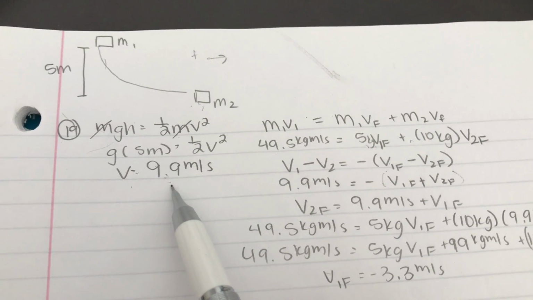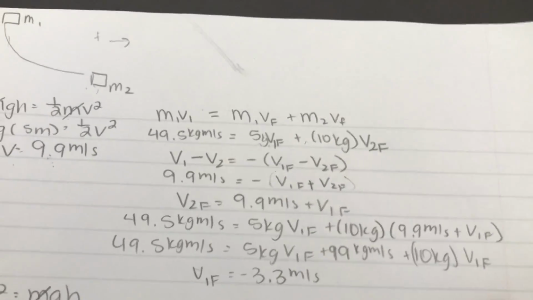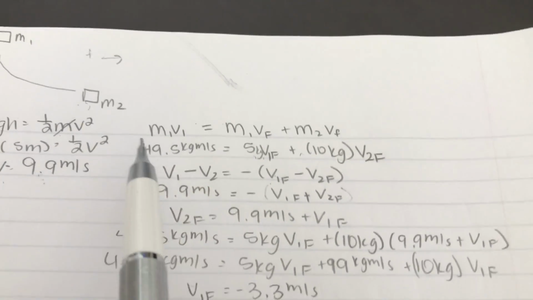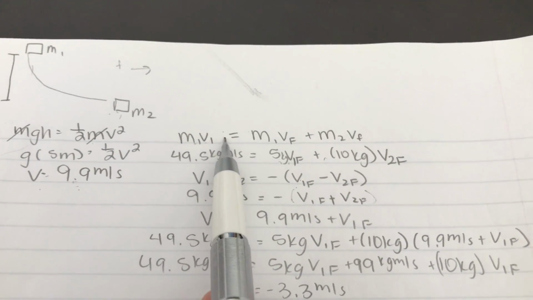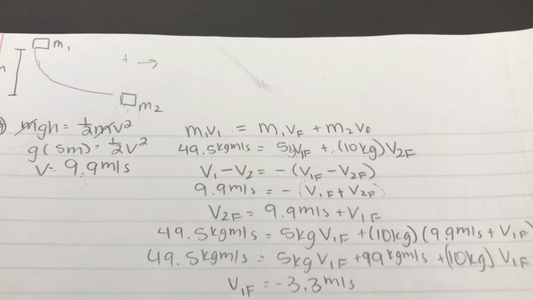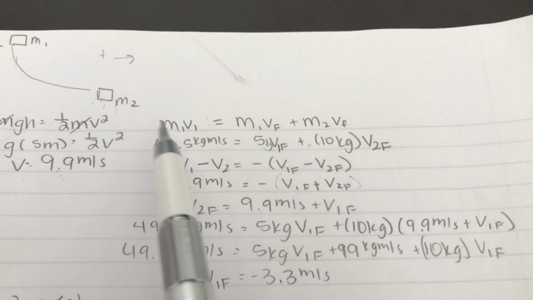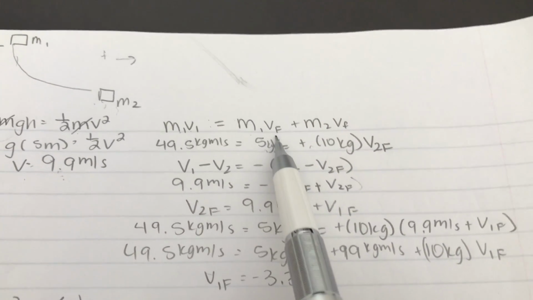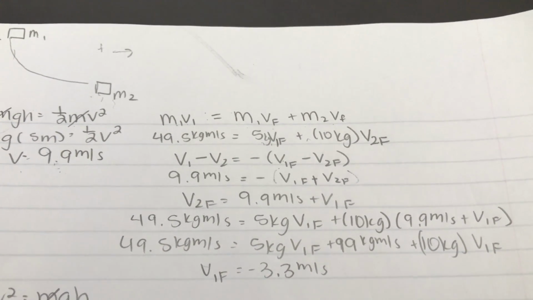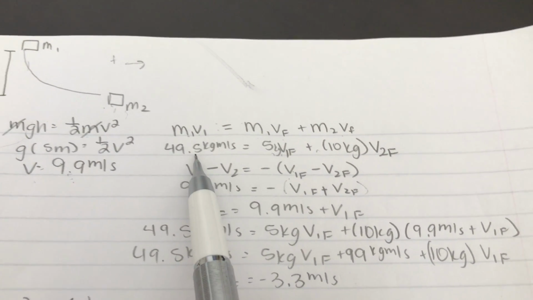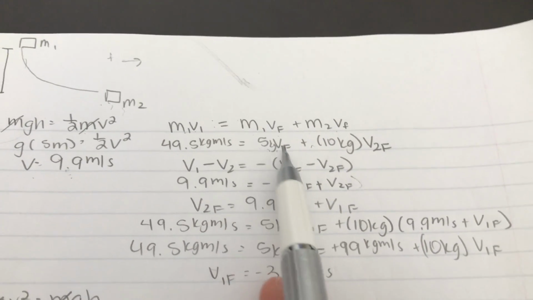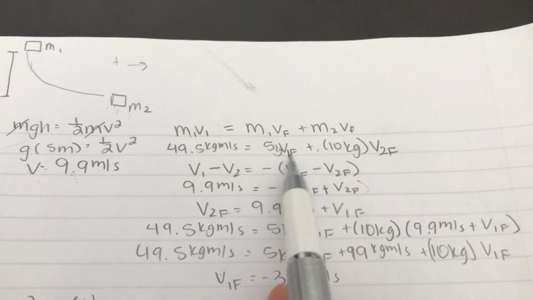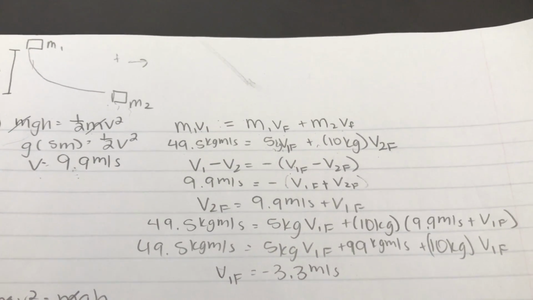So once I know the speed of block M1 at the bottom, we can do a conservation of momentum problem. Since it's an elastic collision, we know that M1v1 plus M2v2, but M2v2 is going to be 0 because it's not moving, so I just chose not to include that. M1v1 is going to be equal to M1 velocity final and M2 velocity final. So you plug some numbers in and you get 49.5 kilogram meters per second is equal to 5 kilograms times the velocity 1 final plus 10 kilograms times velocity 2 final.